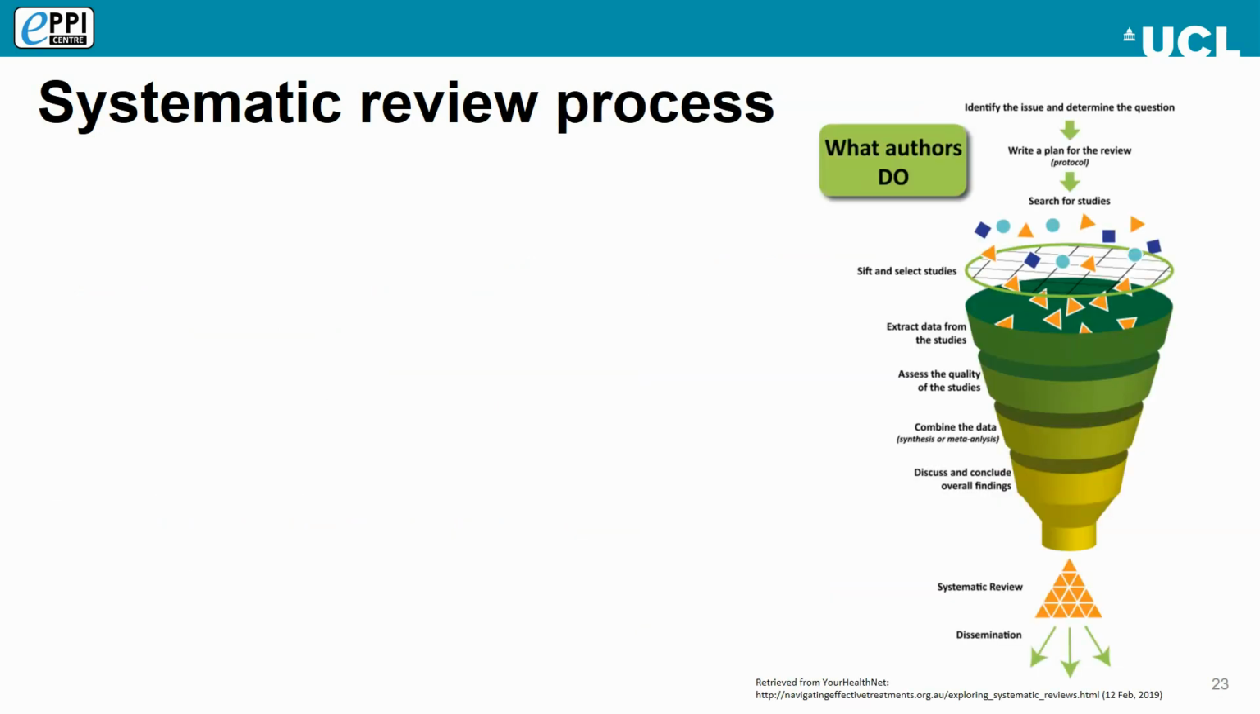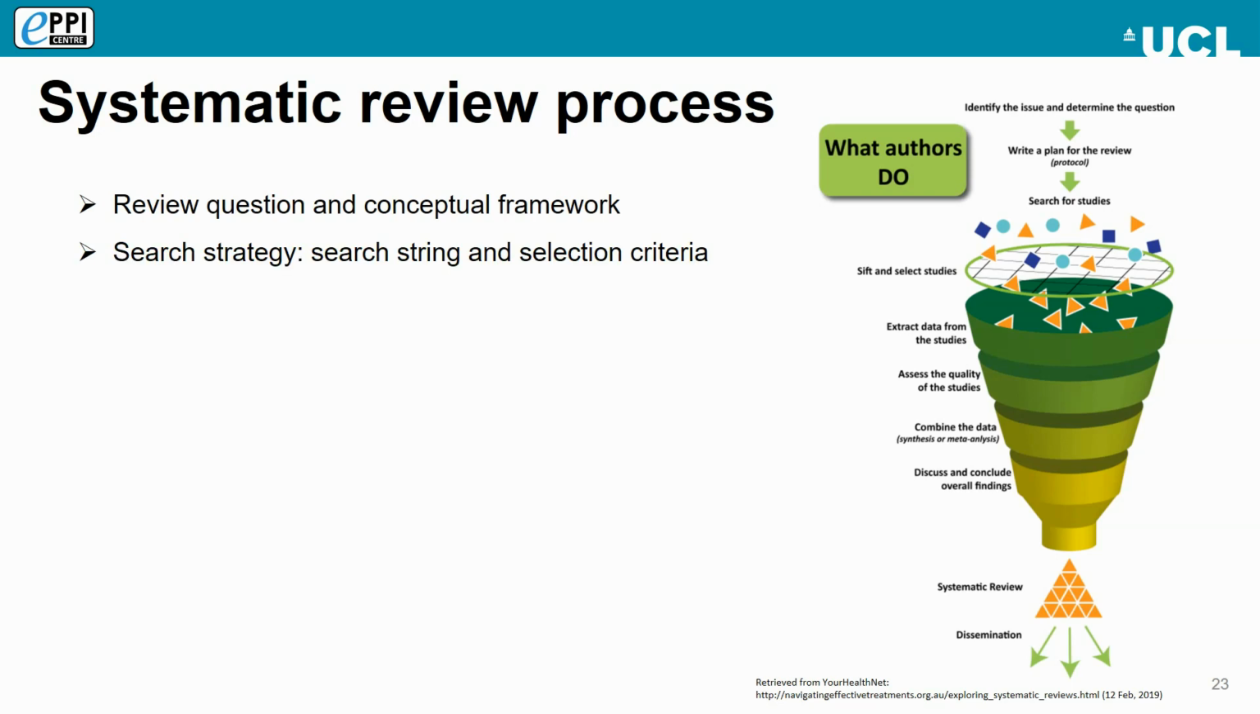For those unfamiliar with the process, systematic reviews start off with identifying a review question or questions, as well as the conceptual framework that will be used to guide the review, including any coding and data extraction. You then identify the search strategy, and this includes coming up with a search string that you're going to use in each of the databases that you're searching, defining which databases you're going to search, as well as the selection criteria for studies that will be included in your review.